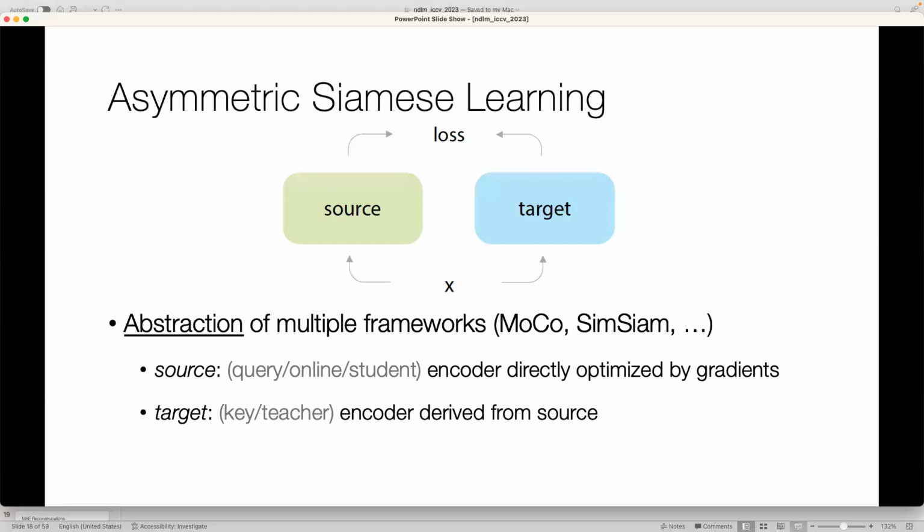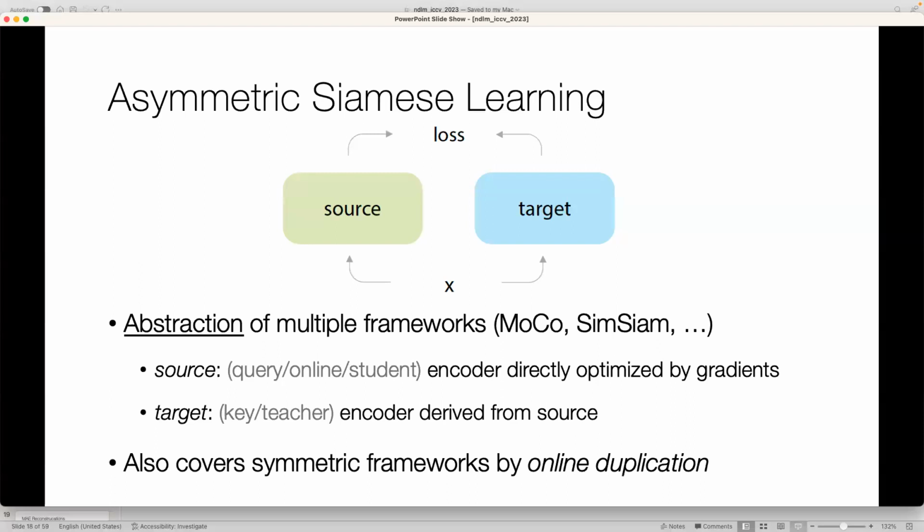And in the literature, there are a lot of other ways to call these two branches. One is for the source; one can call it query, or the online encoder, or the student encoder. For the target, sometimes it's mentioned as a key encoder or teacher encoder. And this abstraction also covers symmetric frameworks. For example, SimCLR, if we do online duplication, so you just copy the weights online when we do the learning, but the gradient is only backpropagated on the source side.